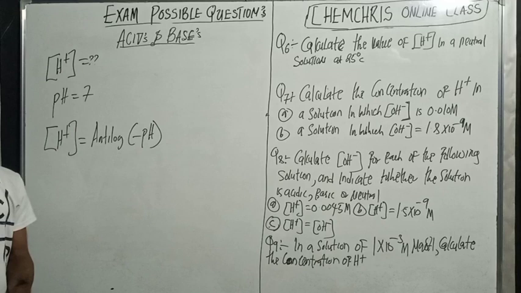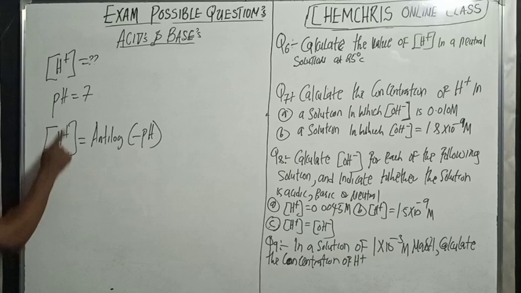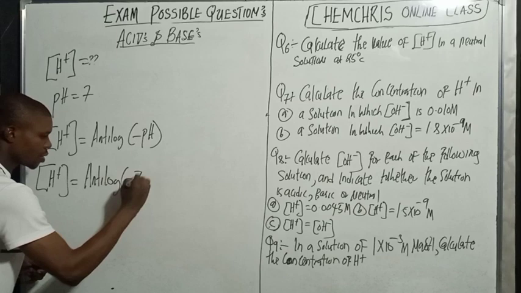So remember I gave you this formula when you calculate H plus. You use this formula: H plus equals antilog of minus pH. So what do you do here now? You have to input the value of pH here, which is 7. It is the calculator you use to punch it.